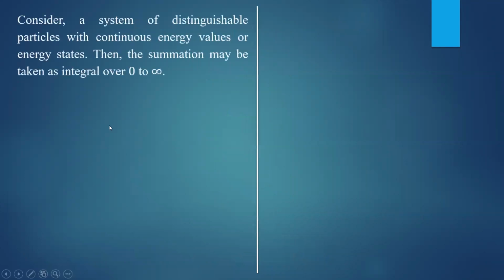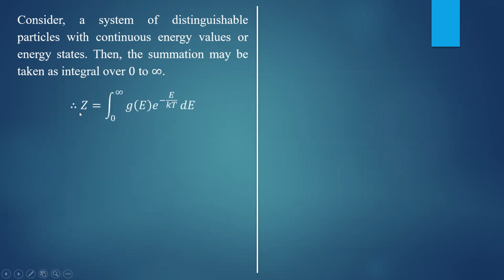Next, we will simplify it further. Let us consider a system of distinguishable particles with continuous energy values or energy states. The energy states are continuous because it is classical statistics, so they are not discrete. Therefore, the summation may be taken as an integral over 0 to infinity. You can convert that summation to integration. Integration is also summing over a certain range.